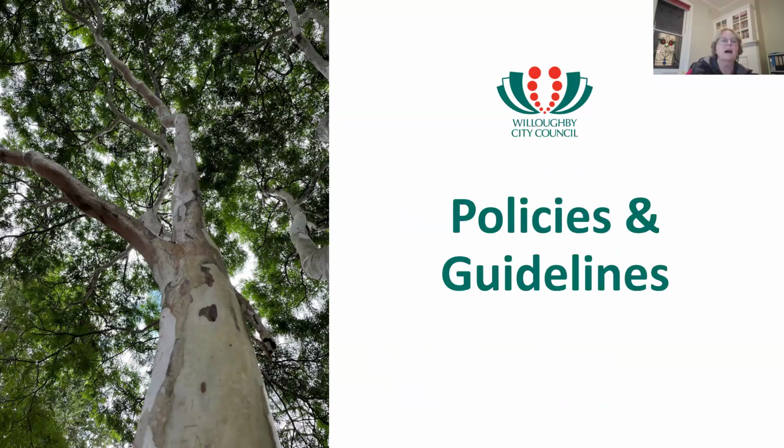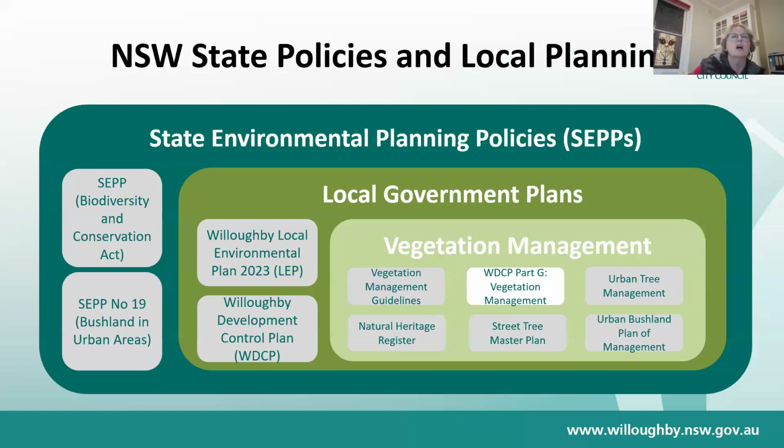Policies and guidelines. So this is a little bit of a complicated topic, but just bear with me because I'll try and explain as best I can and as simplistically as I can. Any council's policy is largely following the state environmental planning policies. There have been some recent changes in the last couple of years for the SEP, the Biodiversity and Conservation Act. And that's what we're going to be looking at tonight.